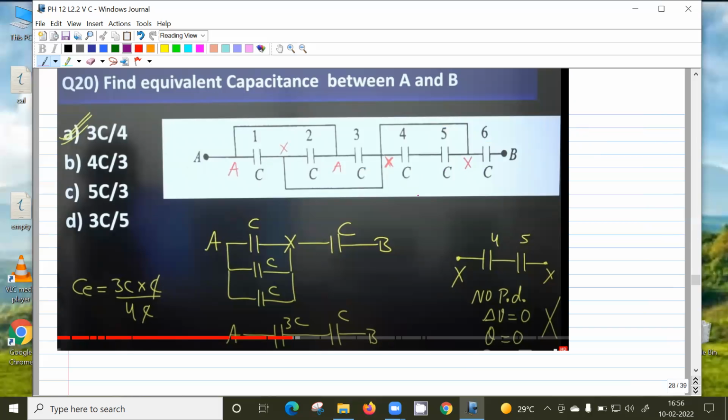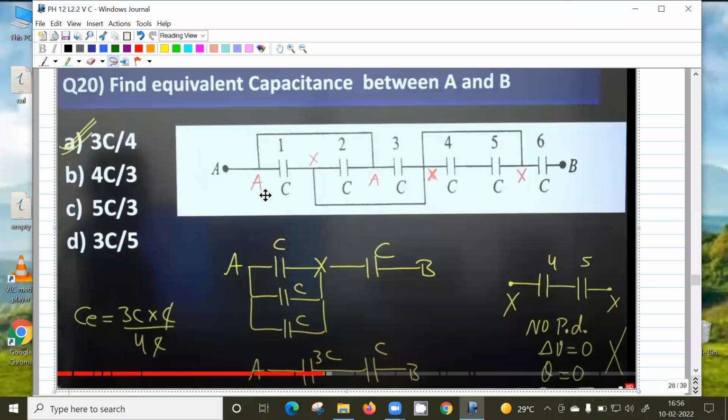So equivalent capacitance between this also is exactly same logic. I'll just tell the method. You have to figure out how many points with different potential. So this is A means this is also A, and B is this one. If I call this point as X with potential X, this also same as X, and this also same as X. So basically there are 3 points, A, X, and B, right?